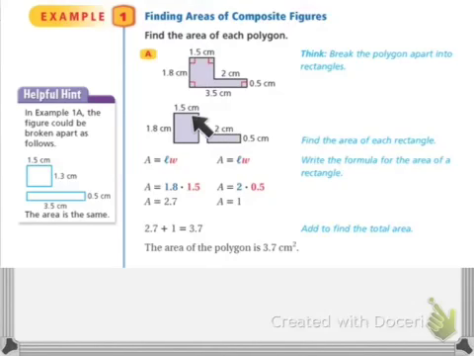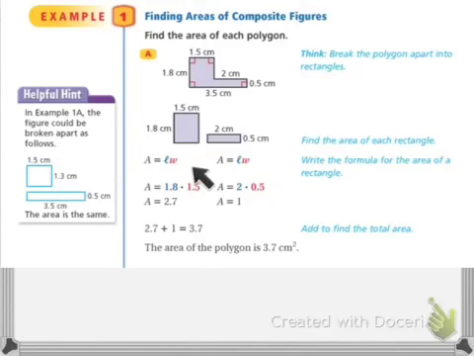Here I see that I have a base of 1.5 centimeters at the top, and then my height stays the same. My height on this one is 1.8. I need to first find the area of this one, and then eventually I'm going to add it to the area of this second figure. Once I add those two together, I'm going to get the area of the whole thing.